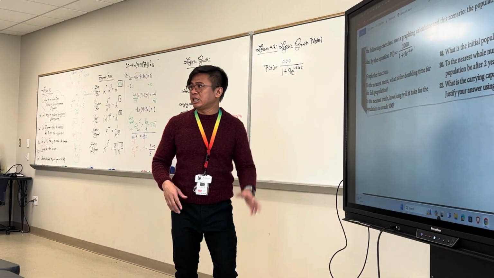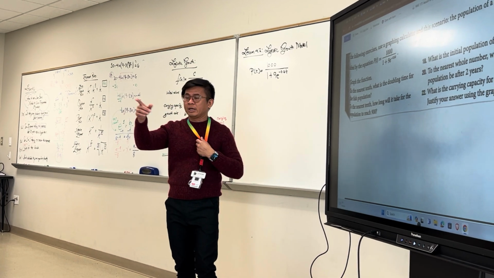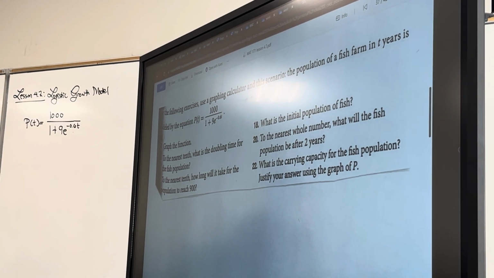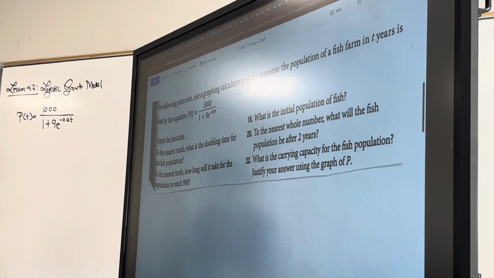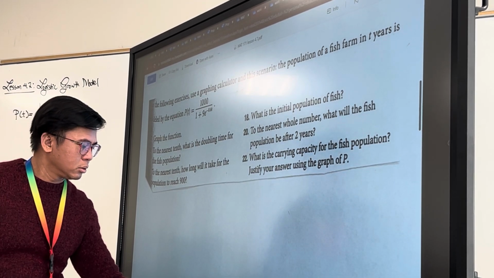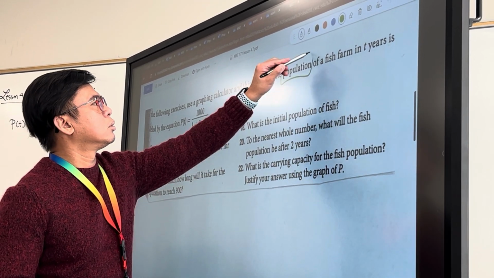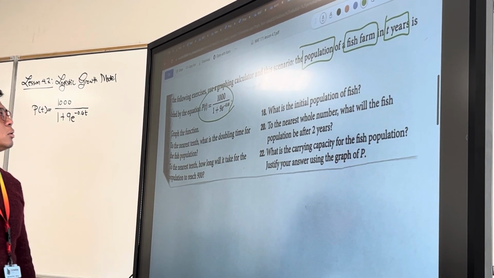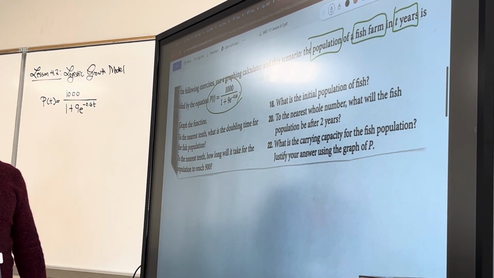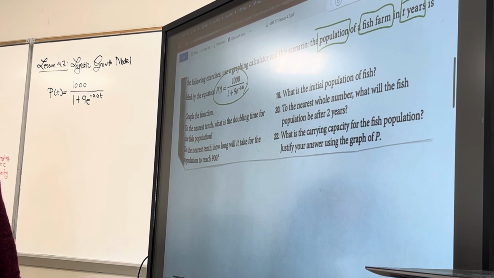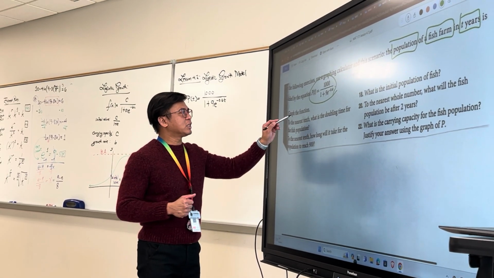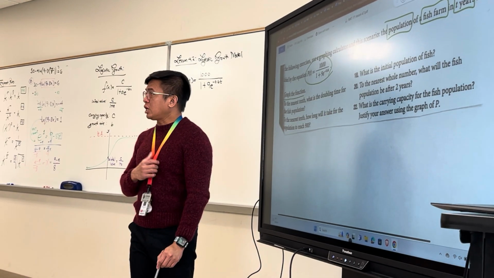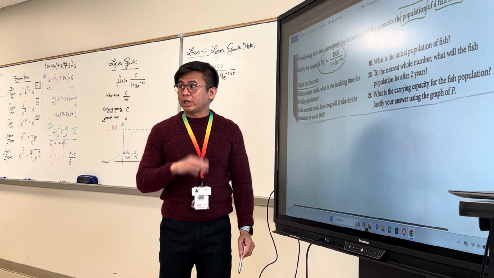Let's read this question in here and see how we can work on it, okay? Corey, go ahead. Let's read this question. For the following exercises, use a graphing calculator in this scenario. The population of a fish farm in t years is followed by the equation P(t) equals 1,000 divided by 1 plus 9e to the negative 0.6t. Thank you, right? So later we're gonna graph this function, right?